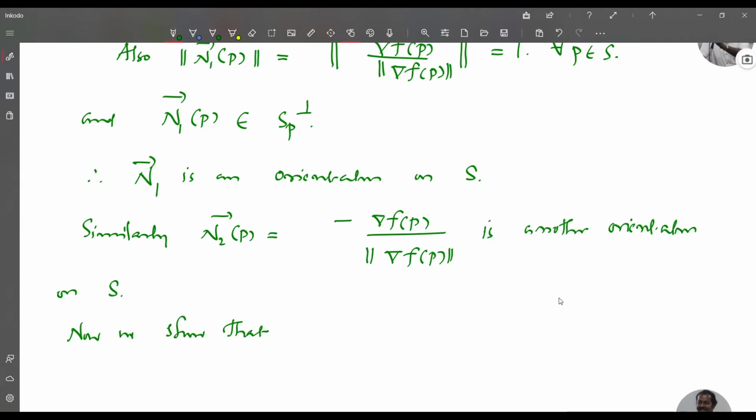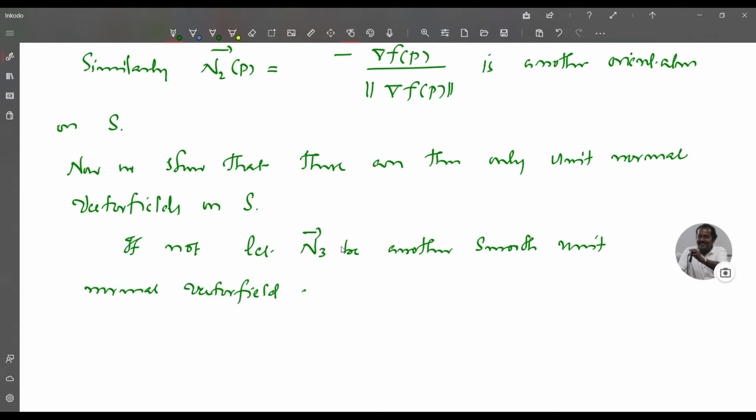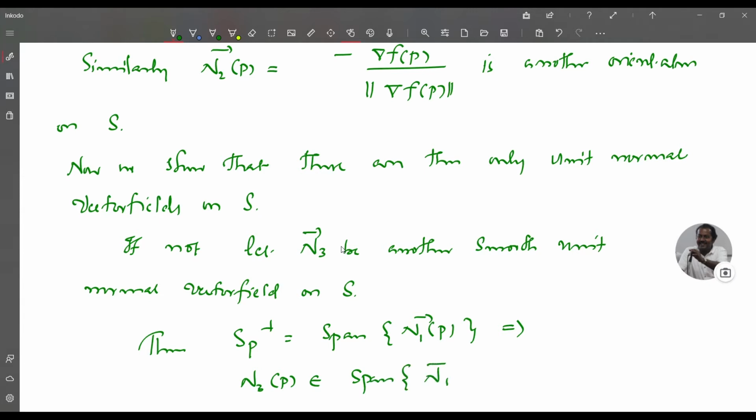Now we show that these are the only unit normal vector fields on S. If not, let N3 be another smooth unit normal vector field on S. Then, you know that S_P perp is the span of N1 of P. This implies N3 of P belongs to span N1 of P because both are unit normal vector fields.